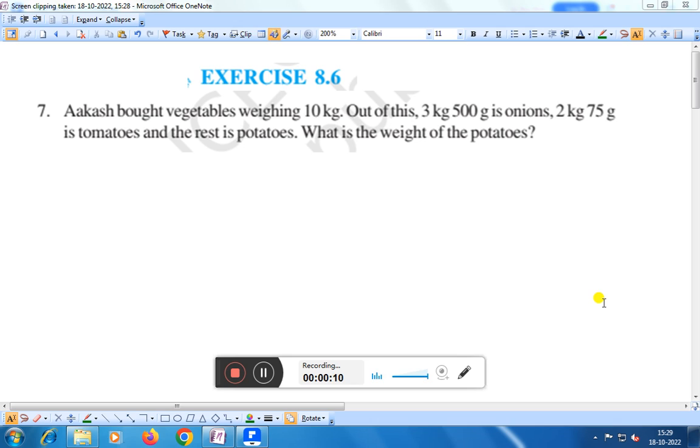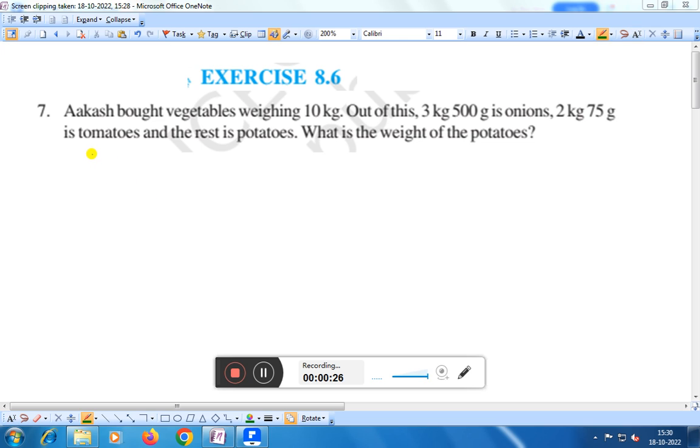Akash bought vegetables weighing 10 kg. Out of this, 3 kg 500 gram is onions, 2 kg 75 gram is tomatoes, and the rest is potatoes. What is the weight of the potatoes?